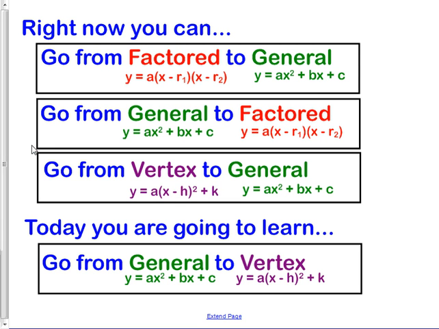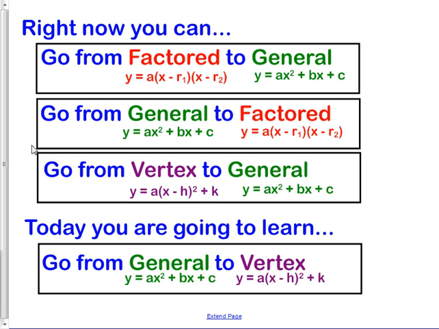Okay, today is called 7.3, day 1, and you're going to learn to do what's called completing the square. To go from factored form to general form, you just generally multiply it out. To go from general form to factored form, you just factor it. That was pretty simple. To go from vertex form to general form, generally you just have to multiply out to get general form, right?